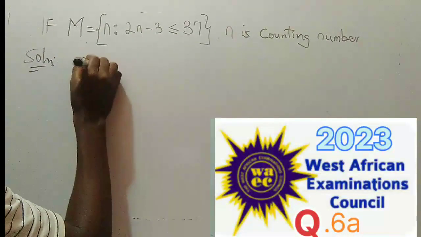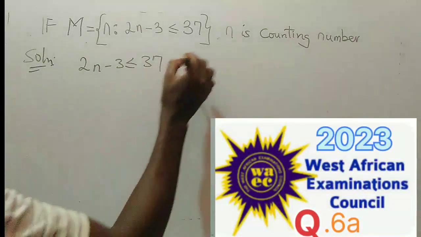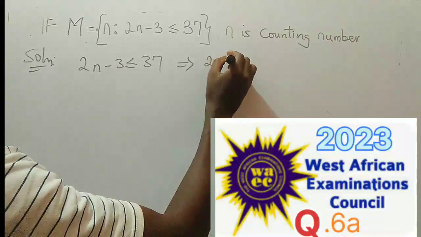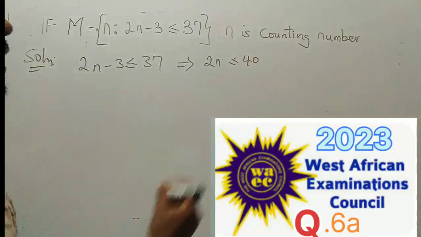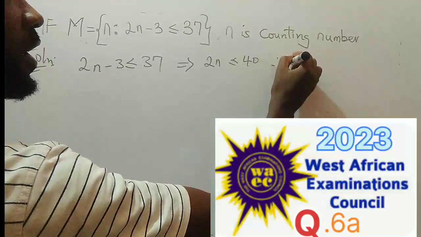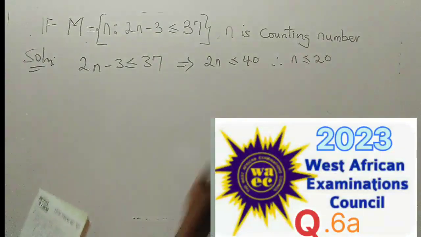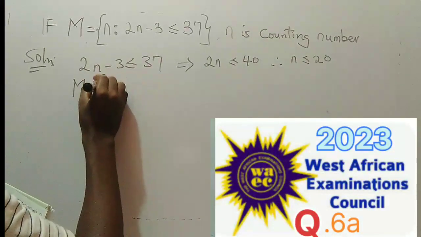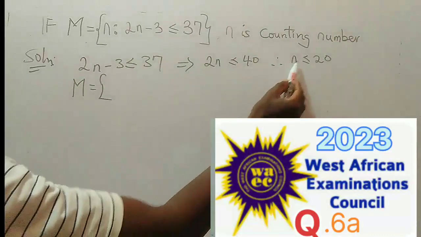So we are given 2n minus 3 is less than or equal to 37. Now if we solve this inequality, this will give us that 2n is less than or equal to, when this 3 crosses over, we are having 40, okay? And therefore our n is less than or equal to 20. So we know that n is less than or equal to 20, which means that our set N in the list form now is going to be, they say that n is less than or equal to 20.